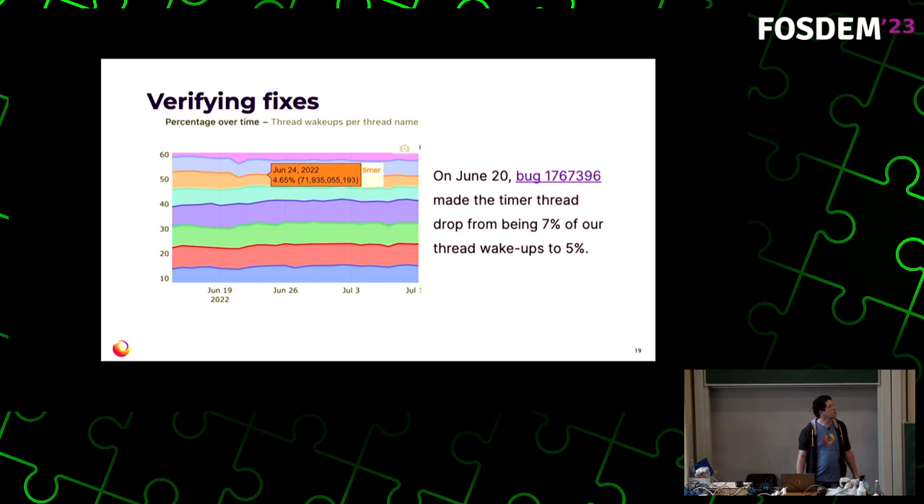Another example of using telemetry data is verifying that the fix we landed actually had the impact we expected. And this is a case where we fixed something related to how timers were implemented, timers for web pages. And this chart shows how many times we wake up various threads, so it's from nightly users. And you see that there's a change happening here, something trending down. Before, it was about 7% of the wake-ups for the timer thread, and after it was about 5%. So we already had an impact with this fix, and before we collected this kind of telemetry, it would have been impossible to know.